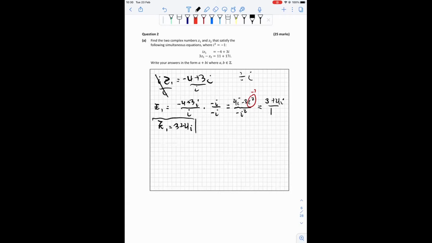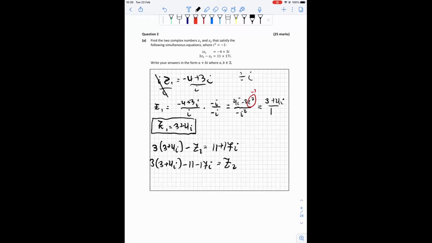I found one of the numbers that was missing. Now the next thing, I'm going to sub it into the next equation and figure it out. So I have 3 times Z1, so 3 times 3 plus 4i, minus Z2, has to be equal to 11 plus 17i. I'm going to rearrange. I'm going to add Z2 to both sides, and I'm going to take the numbers on the right to the left. So I'm going to write 3 times 3 plus 4i minus 11 minus 17i equals Z2.